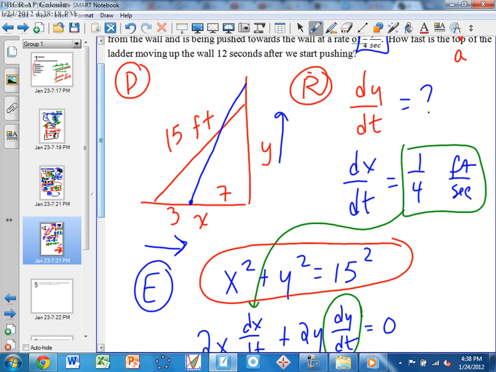Plugging in, we're going to get root 176, which is about 13. So again, we know that at the point in time after 12 seconds. So let me make it more clear. You see the red triangle? That's the triangle in the beginning. You see the blue now? If I continue like this, the blue is after 12 seconds. That's what's going on here. So initially, the ladder looked like the red one. After 12 seconds, it looks like the blue one.